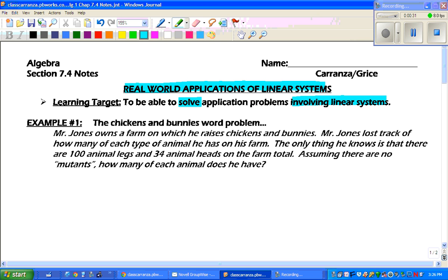Mr. Jones owns a farm on which he raises chickens and bunnies. Mr. Jones lost track of how many of each type of animal he has on his farm. The only thing he knows is there are 100 animal legs and 34 animal heads on the farm. Assuming there are no mutants, how many of each animal does he have?